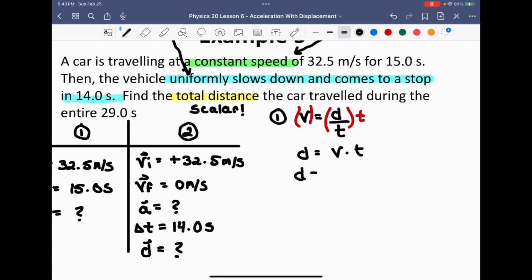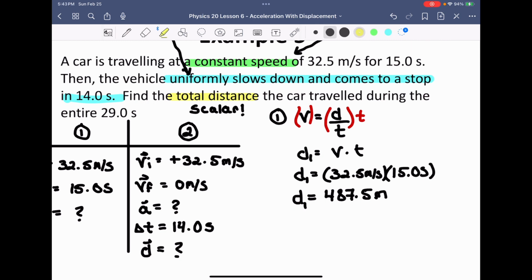And when I plug it in, distance is equal to 32.5 meters per second multiplied by the time, which is 15.0 seconds. Okay, distance in interval 1 is equal to, and let me make sure I get the exact value here, we should get 487.5 meters. There we go. And I'm even going to label it as distance 1. There we go. Okay, and I'll highlight that just to include it.